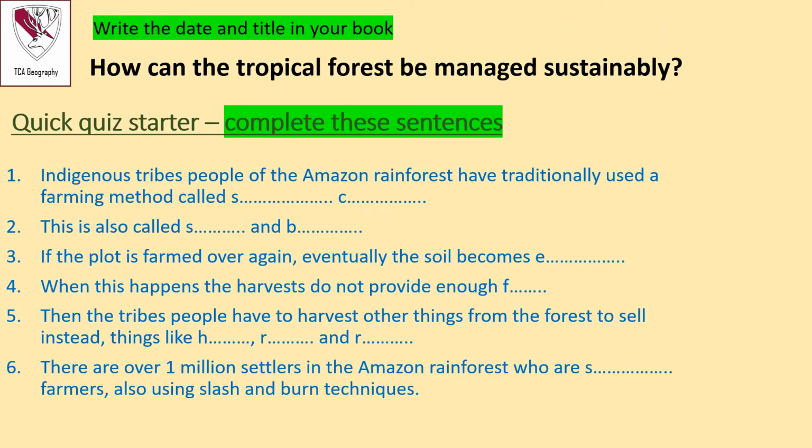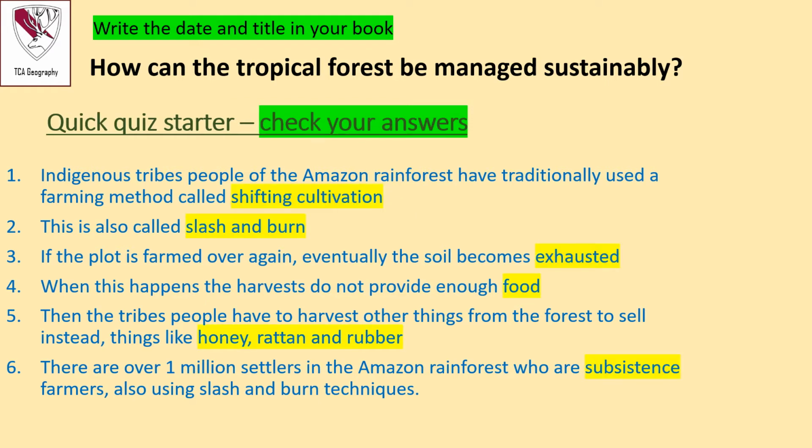So first of all, put today's title and date in your book, and here's a quick quiz starter. You just need to complete these sentences. You could just write the answer if you like. You will want to pause. 3, 2, 1, pause. Please pause and check your answers before you carry on any further.